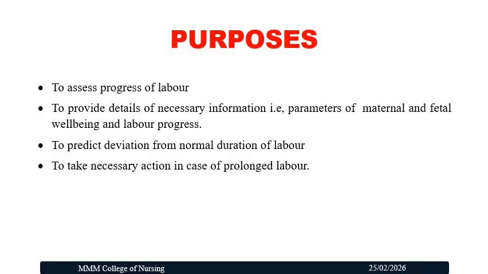When we say predicting deviation from the normal duration of labor, it means when the progress of labor crosses the alert line and moves towards the action line, it is deviating from the normal way, and we can find the duration of hours of the labor taking place for the mother. For the primigravida mother, usually 12 to 16 hours is the normal duration, and for the multigravida between 6 to 8 hours.